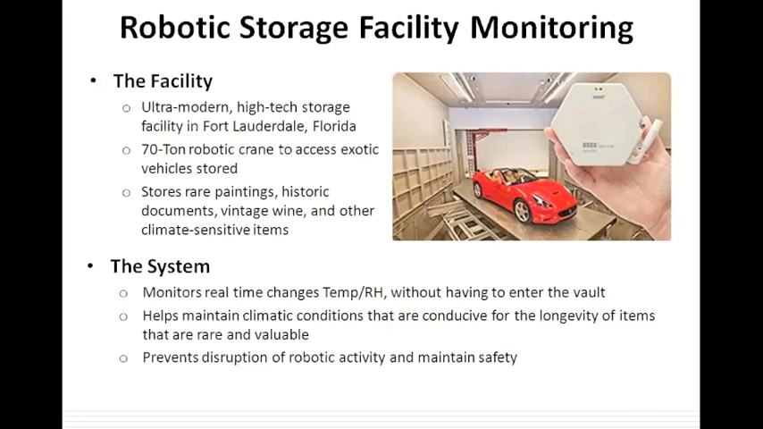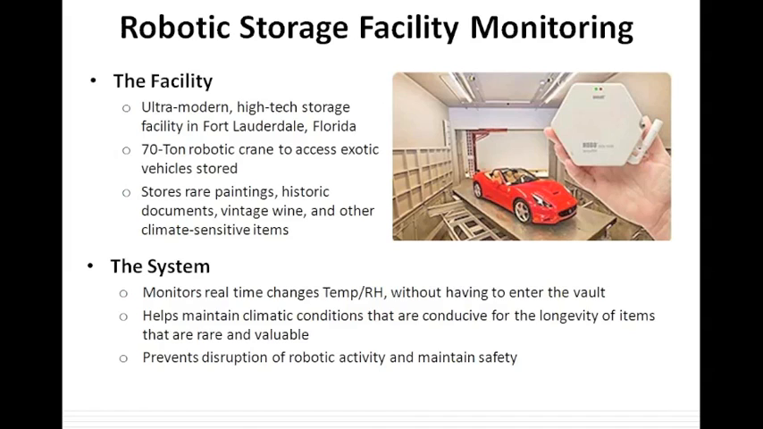Another fun example is at a robotic storage facility. This is located in Fort Lauderdale, Florida, where they have an ultra-modern, high-tech storage facility using a 70-ton robotic crane that's able to access various exotic vehicles and rare paintings, historic documents, vintage wine, other very precious and climate-sensitive items stored in this facility. The ZW system itself was installed to monitor real-time changes in the temperature and relative humidity inside the facility without having to have a person enter the vault.